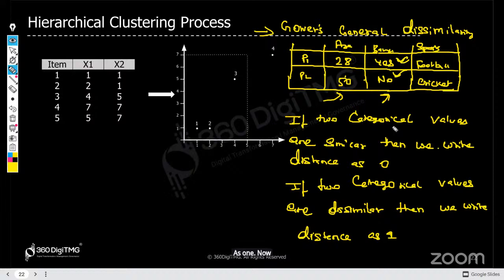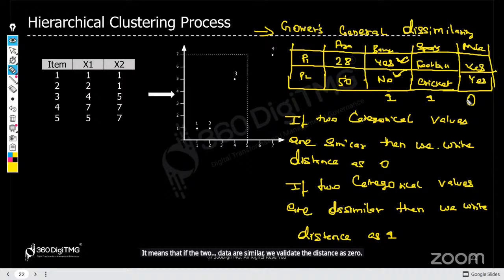Now what we can do? We will write that these two are dissimilar. If these two are dissimilar, distance is 1. Let's suppose I am writing male or more. Yes, yes. It means that if the two data are similar, the distance is 0.